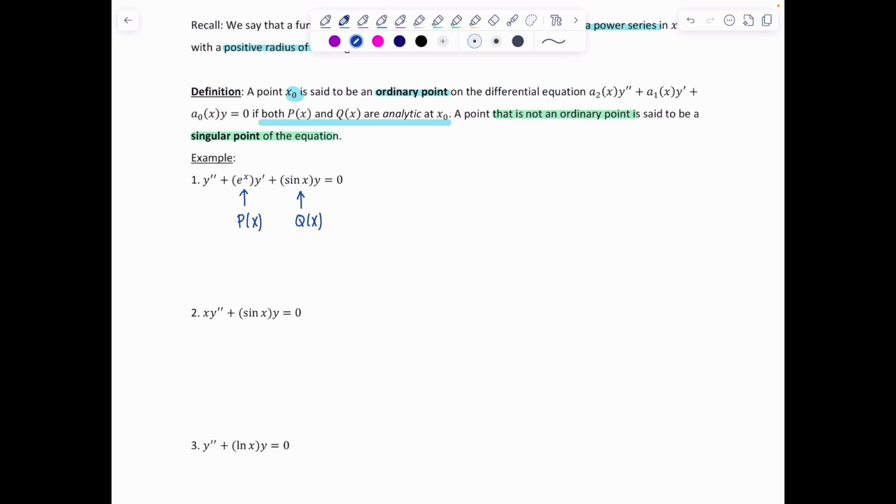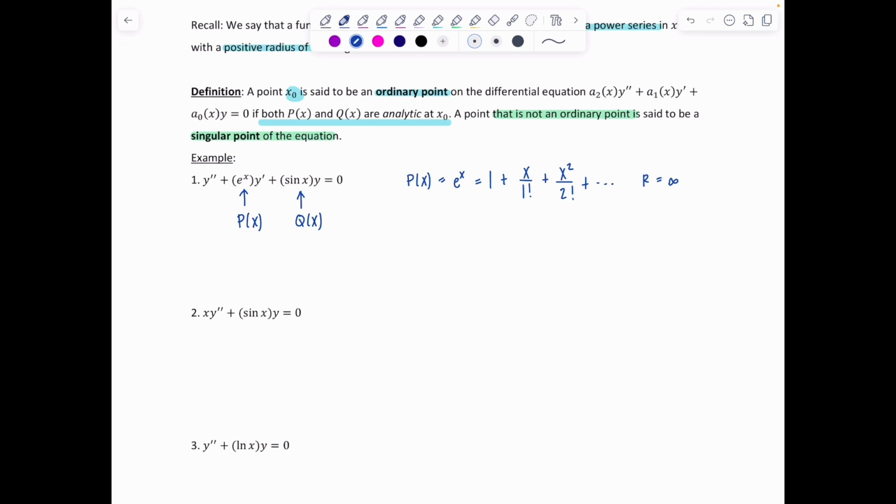Okay, so remember the criteria is, do we have a power series representation for p of x and q of x with a non-zero radius of convergence? Well, p of x is simply e to the x. And hopefully that one's memorized now, right? Maclaurin series representation, power series representation. So we have 1 plus x over 1 factorial plus x squared over 2 factorial plus etc. And this has radius of convergence of size infinity.